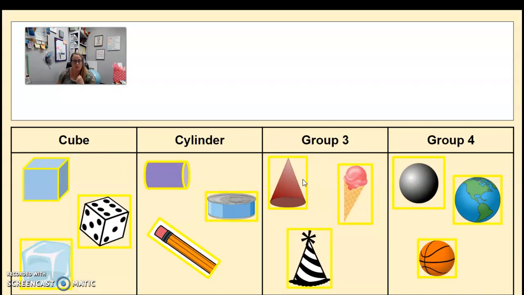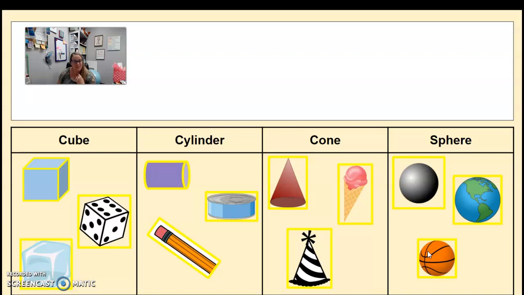What about this one? What are they going to be called? Am I going to call it party hats? No. There is a party hat, but they're not all called party hats. They're all called cones. And this last one, they all look like different balls, but we're not going to call it the group of balls. We're going to call it what? What's the math word for it? That's right, we're going to call them spheres.